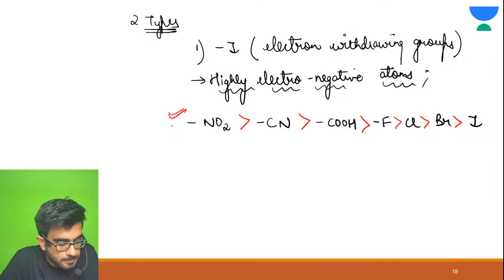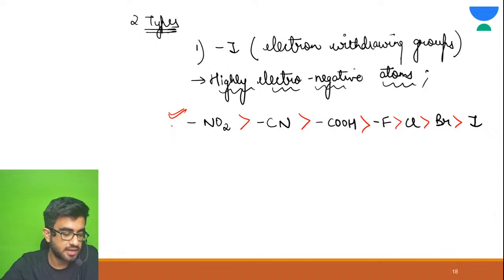Great, Nagendra, Richu, Solo Guy. Richu, this is order only. I have given the order. I have written this, no? This is your highest minus I showing group.